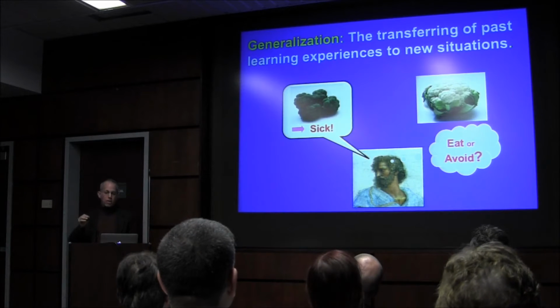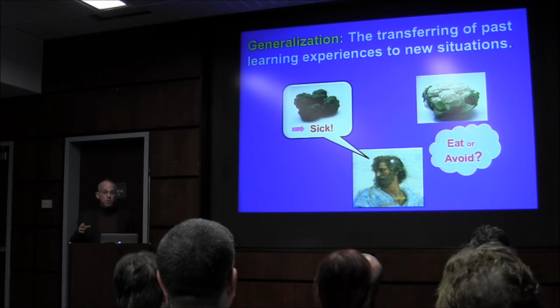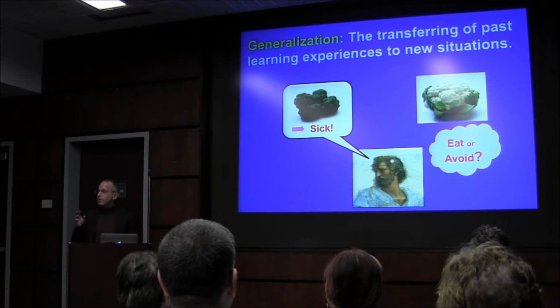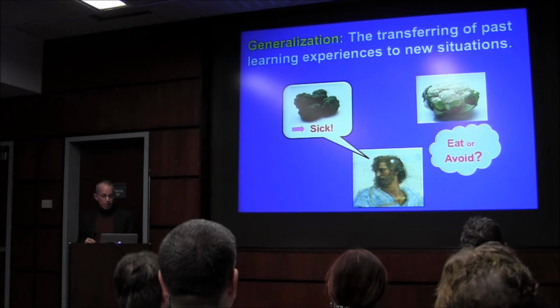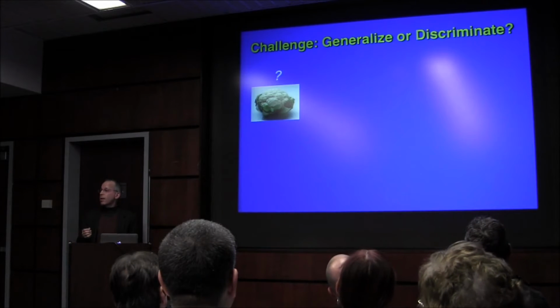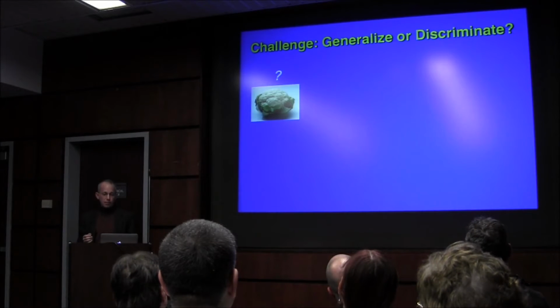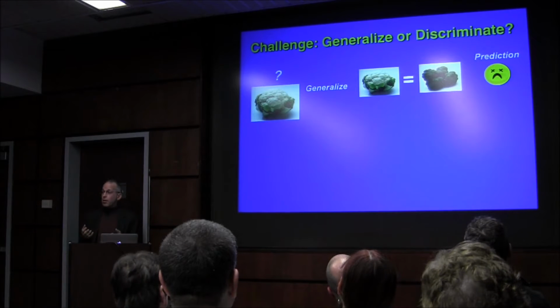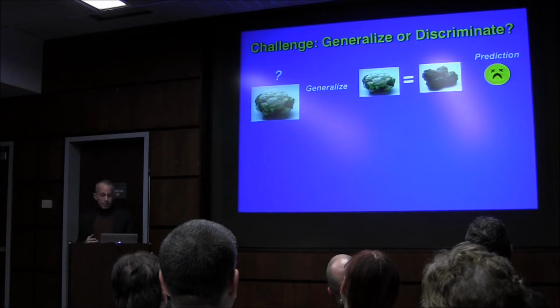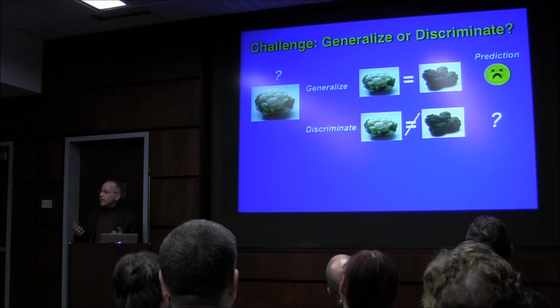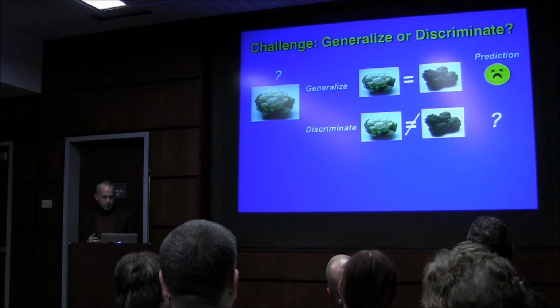Generalization, to remind you, is the transferring of past learning to new situations. It's how Aristotle decides whether to eat or to avoid the cauliflower based on his experience with broccoli. So Aristotle has the challenge to discriminate or to generalize. He has the cauliflower, and he has to decide, are cauliflower and broccoli sufficiently similar? Are they equivalent enough that I should expect them both to make me sick? Or do I discriminate and decide that they're sufficiently different that I might actually try the cauliflower and like it?